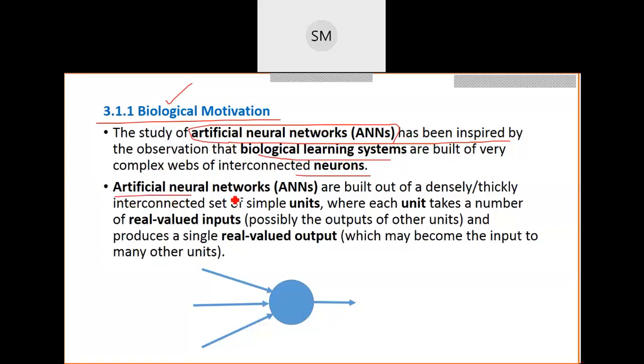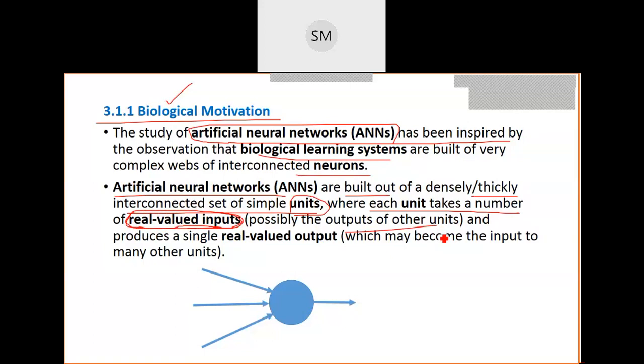And what about the artificial neural network? These networks are built from a densely interconnected set of simple units. Just now I told you these circles are called units in an artificial neural network. Each and every unit takes a number of real valued inputs. See the word the author has used here. If you observe carefully, what type of inputs is it taking? It is taking real valued inputs.